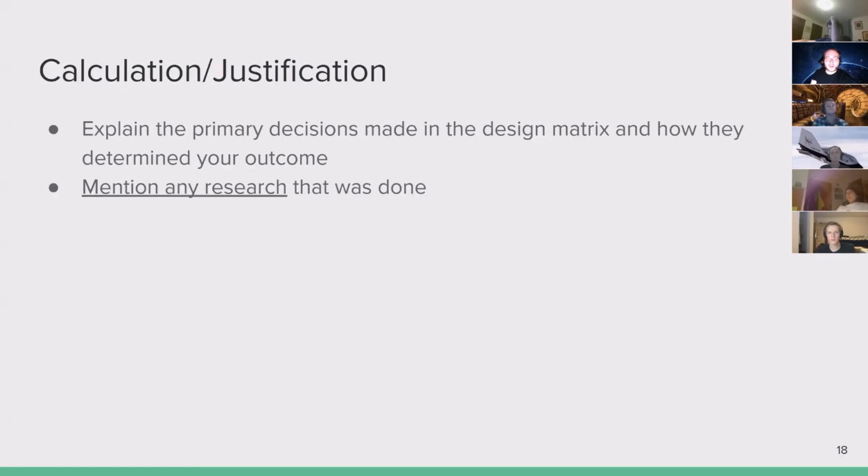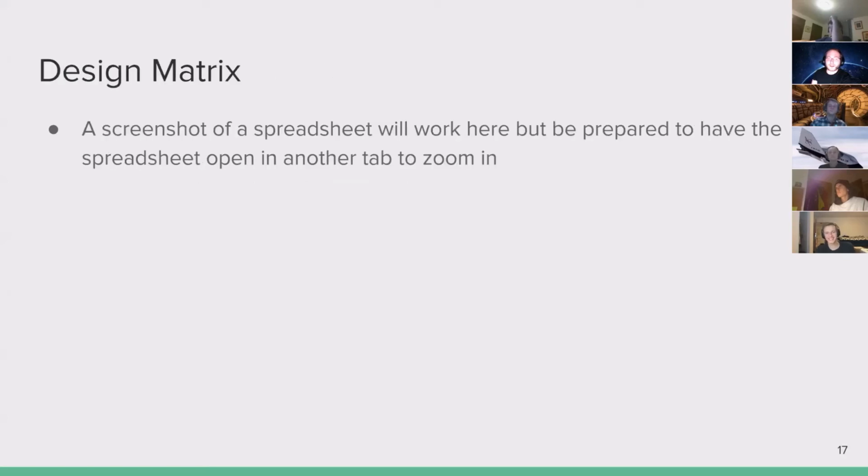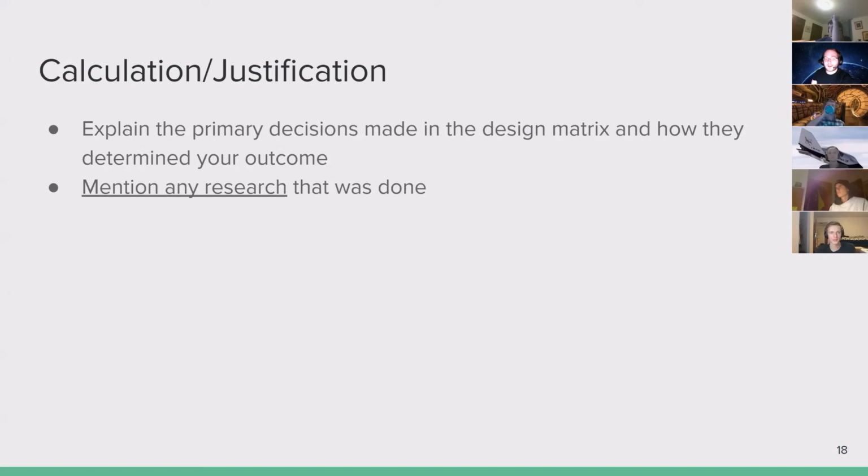Justification or calculation. This is kind of backing up the decisions made in the design matrix. So maybe you did some math on some spring or something, and that's further validating an idea that was chosen in the design matrix slide. That sort of thing should go here.